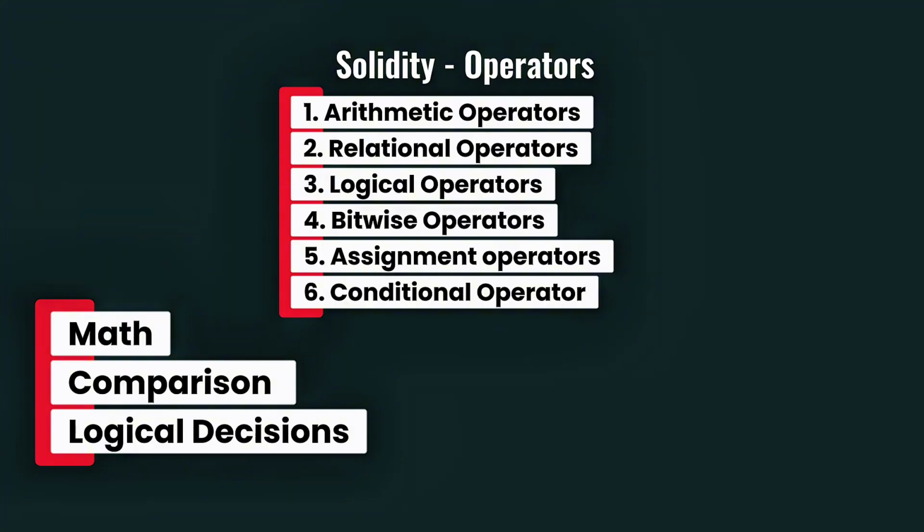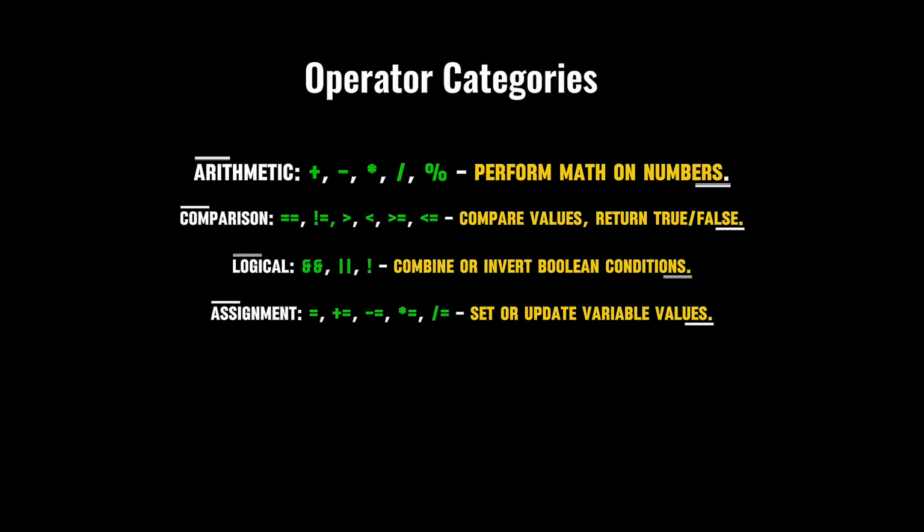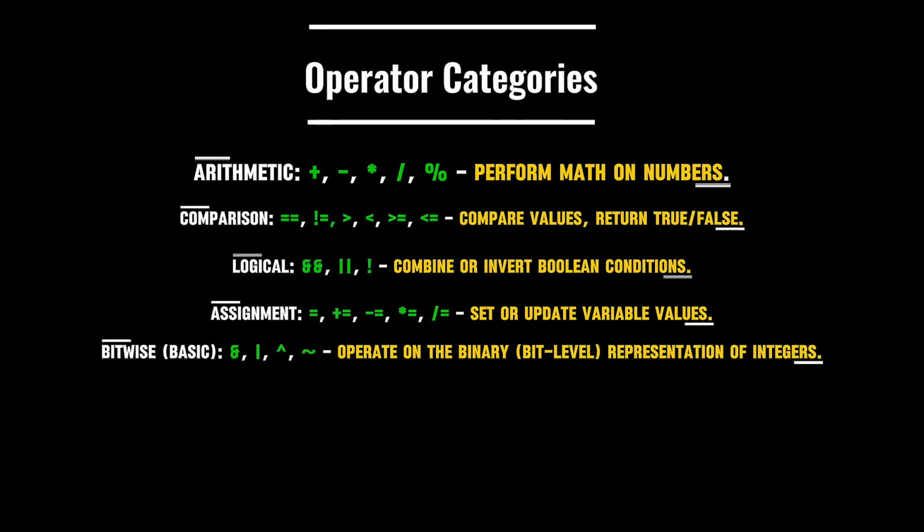In this video, we'll explore the main categories of Solidity operators: arithmetic, comparison, logical, assignment, and a brief intro to bitwise operators. Each type has its own role. For example, arithmetic operators handle calculations, comparison operators check conditions, and logical operators let us require multiple conditions at once. All of these are essential in smart contracts. Let's get started. Arithmetic operators.